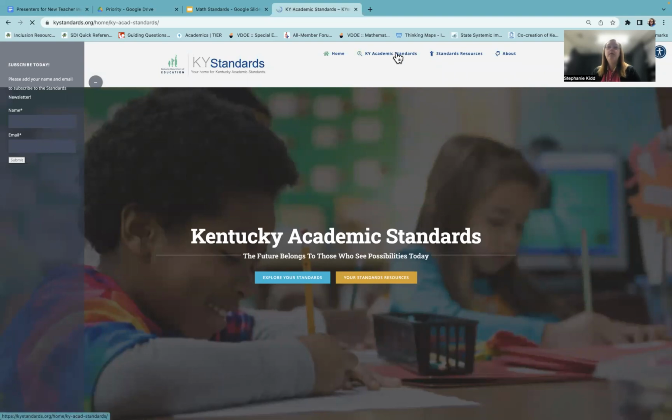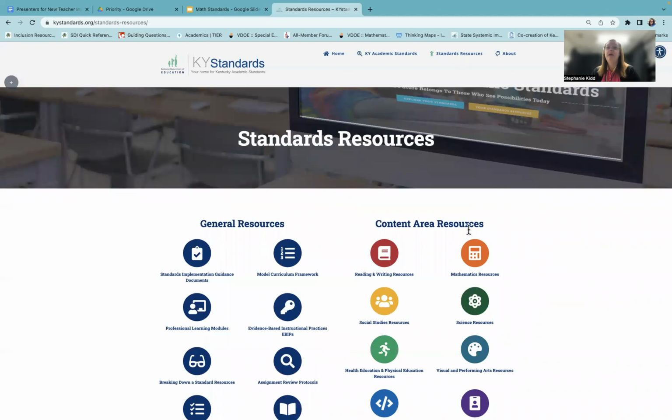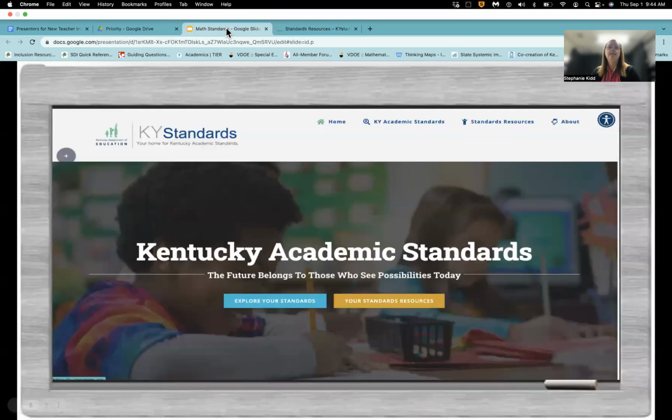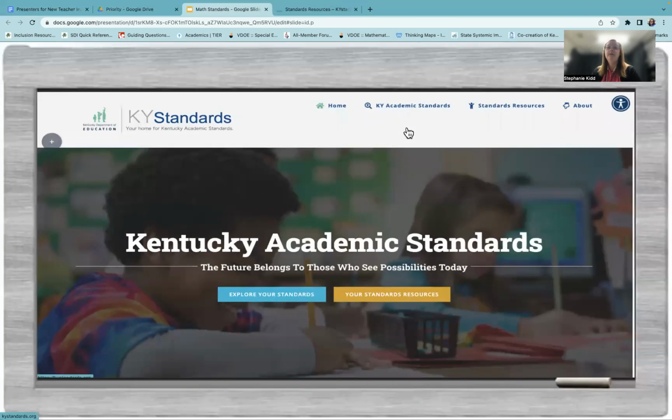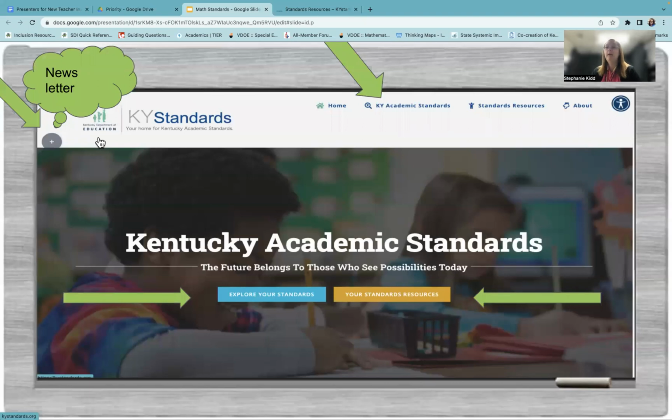So you'll click here, and you will see that we have the math standards right here. There are also standard resources at this point, and the resources for mathematics are here. So these are important for us. Now, as you're going through this, like I said before, this is the place where we'll find the newsletter. This is where we will find our Kentucky Academic Standards. And here is where we can explore our standards also. So clicking either of these places, we'll get that. Your resources, of course, are right here.